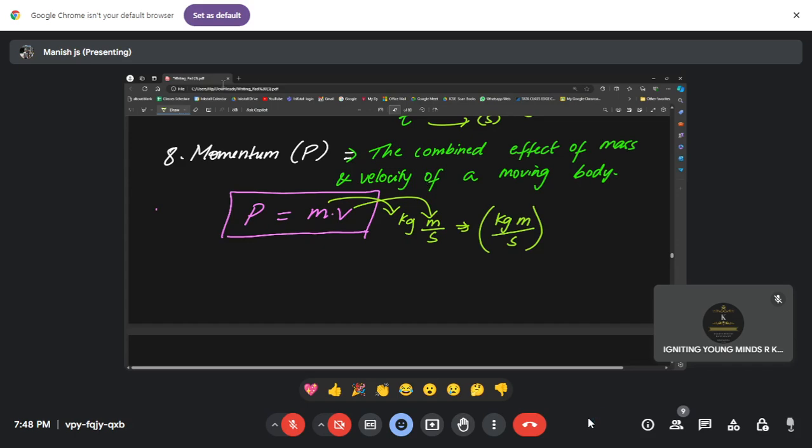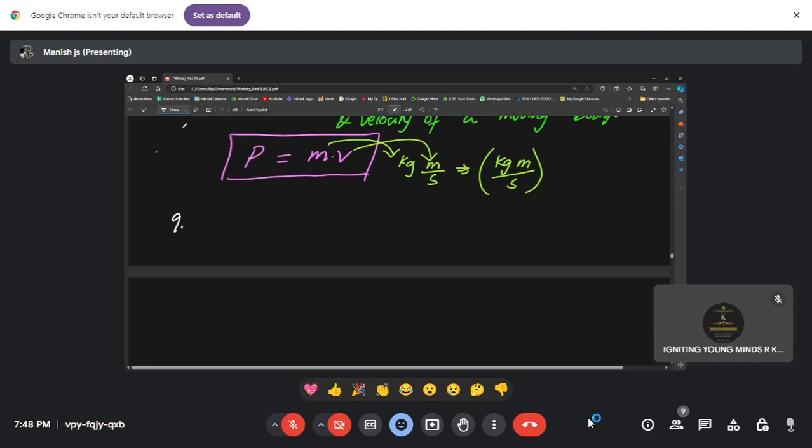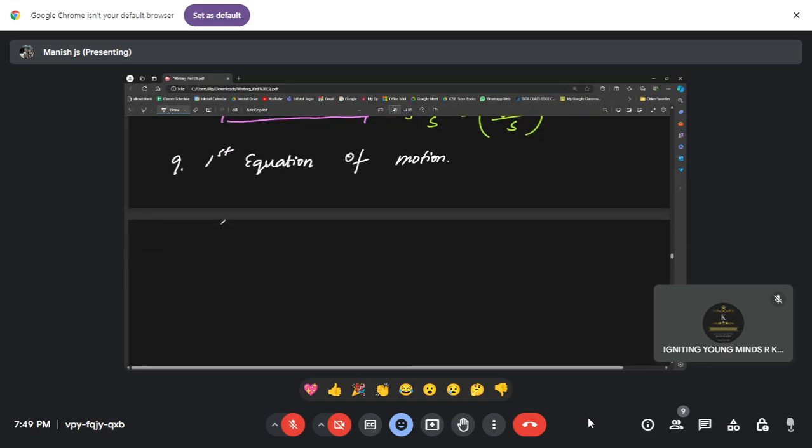Okay, so we have equations of motion. So we'll be learning the equations of motion. Next, we have three equations of motion, and I'll teach you those as well. We have the first equation of motion, which relates final velocity, acceleration, initial velocity, and time.